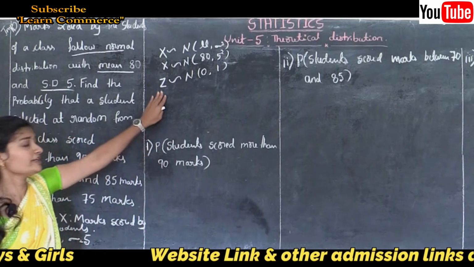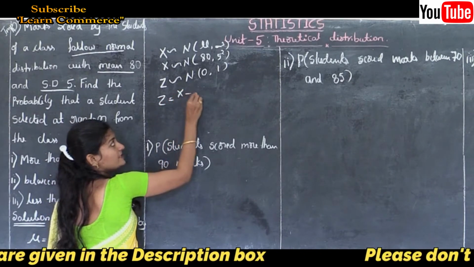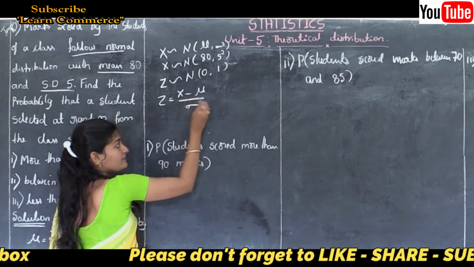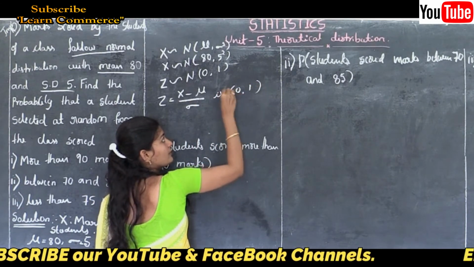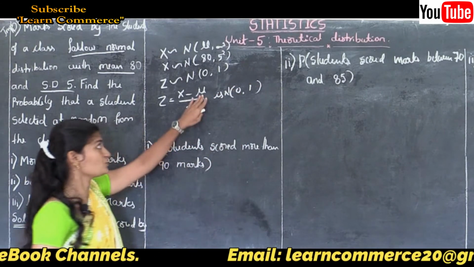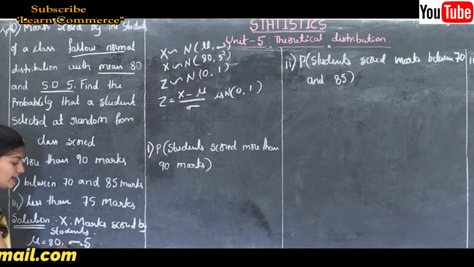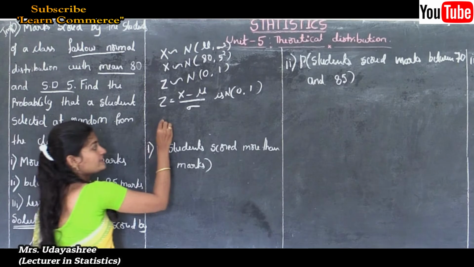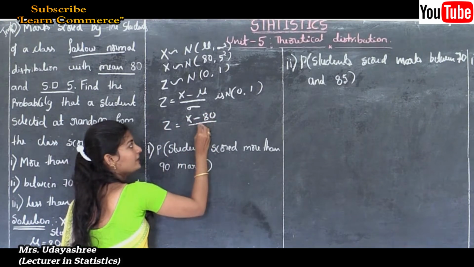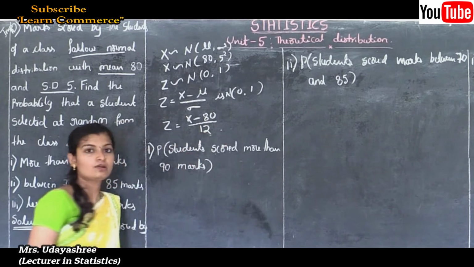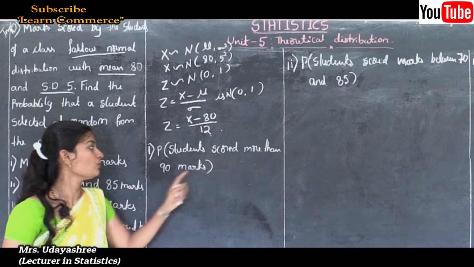Now what is z? Z is x minus mu divided by sigma, which follows normal 0 comma 1. I will substitute the mu and sigma values: mu is 80 and sigma is 5. So z is equal to x minus 80 divided by 5. Now let's see the first sub question, that is, the probability of students scoring more than 90 marks.